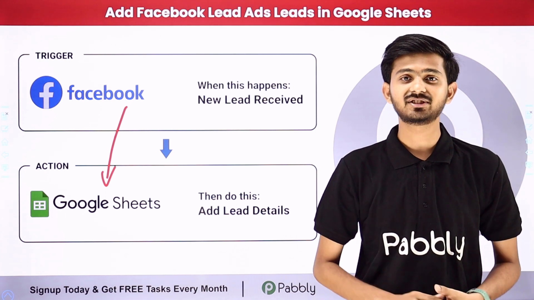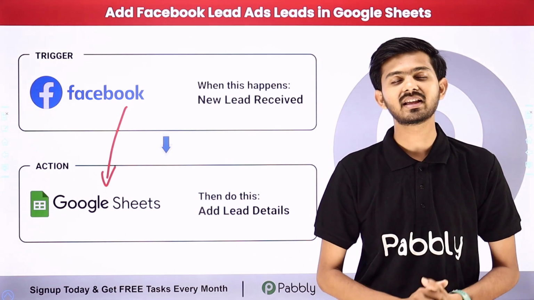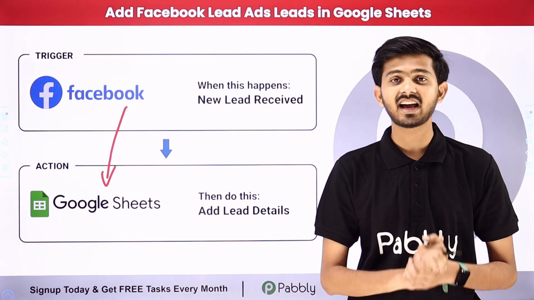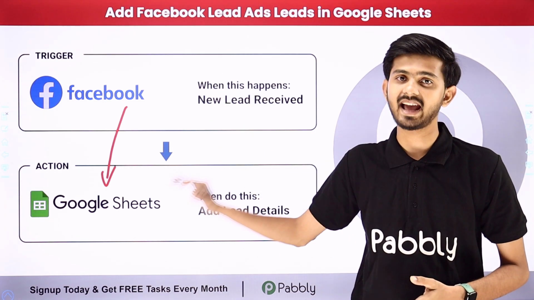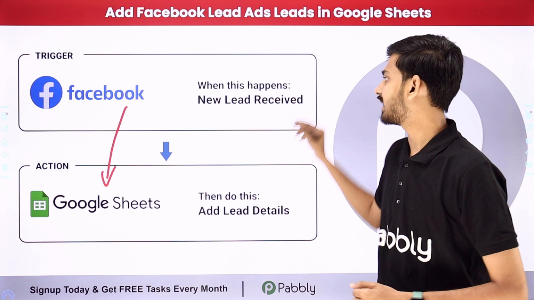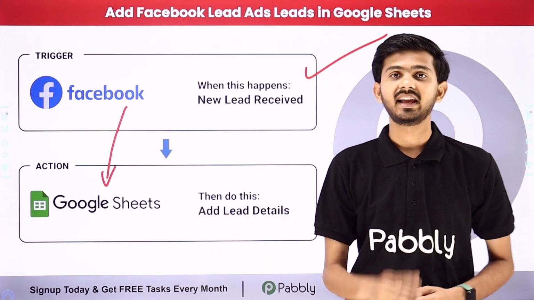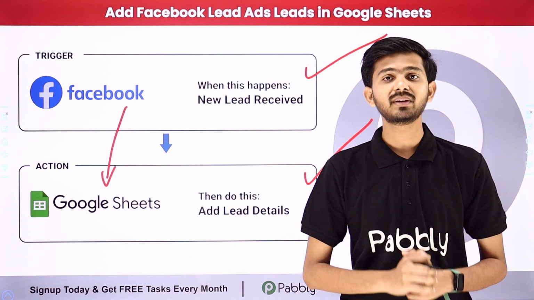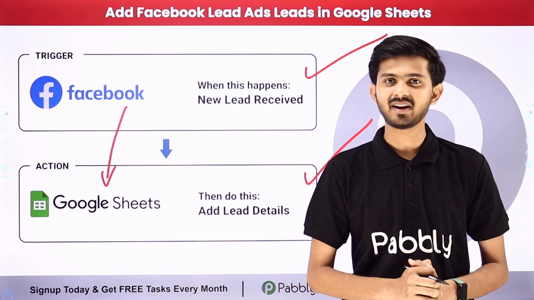For building this connection, I'm going to use Pabbly Connect, which is an amazing software for automation and integration. In Pabbly Connect, I need to use the concept of trigger and action. In the trigger application, I'm going to use Facebook lead ads. In the action application, I'm going to use Google Sheets. So how am I going to build this connection? For that, let me take you to my computer screen.